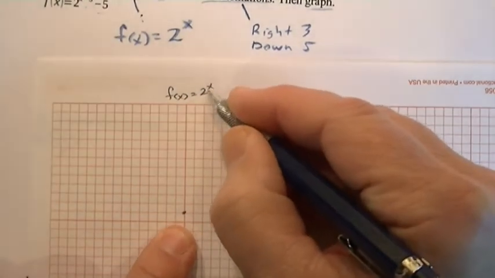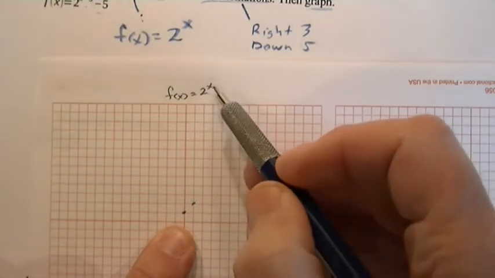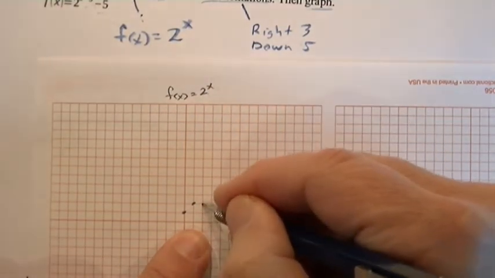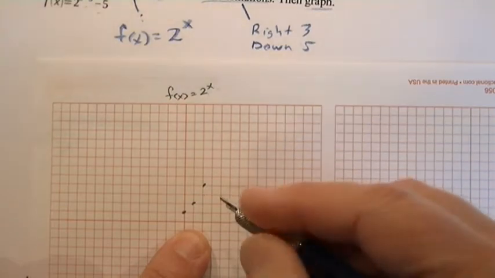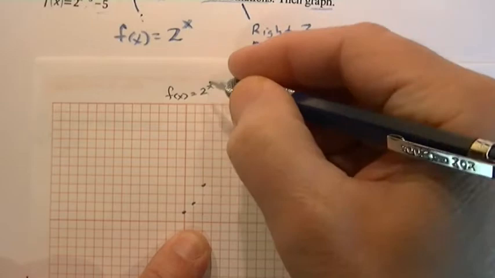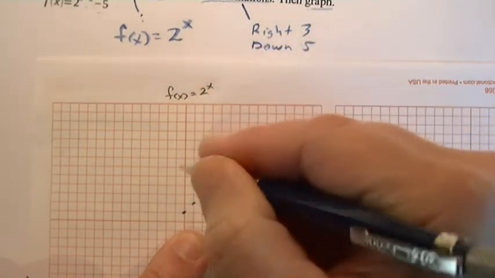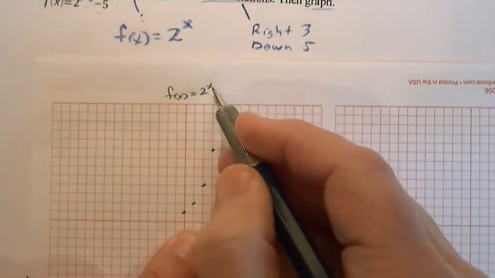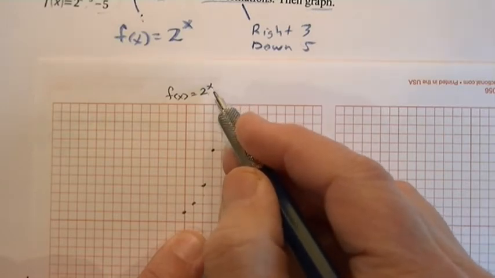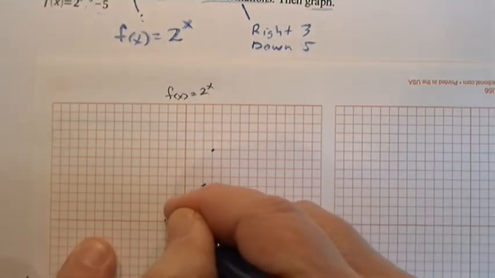If I put a 1 in, 2 to the first power is 2, so 1 gets me a 2. If I put a 2 in, 2 to the second power is 4, so now I'm at 4. And we'll just do one more. We'll go 3. 2 to the third power is 8. And anything that's negative, of course, like let's say I do negative 2, that's going to be 1 over 2 to the positive 2, or 1/4. So at negative 2, I'm already at a 1/4.